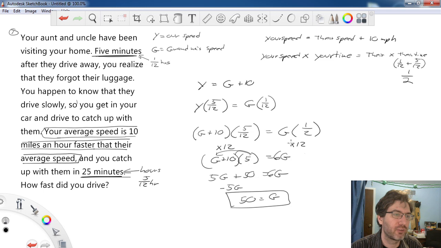So when you multiply by 12 here, half of 12 is 6. So it's going to become 6g. And then you're going to do everything else like we did, and you're going to get 50 miles per hour for grandma's speed. Then you plug it back into your original one, so you get y equals g is 50 plus 10, so your speed is going to be 60 miles per hour, and grandma's speed is going to be 50 miles per hour.